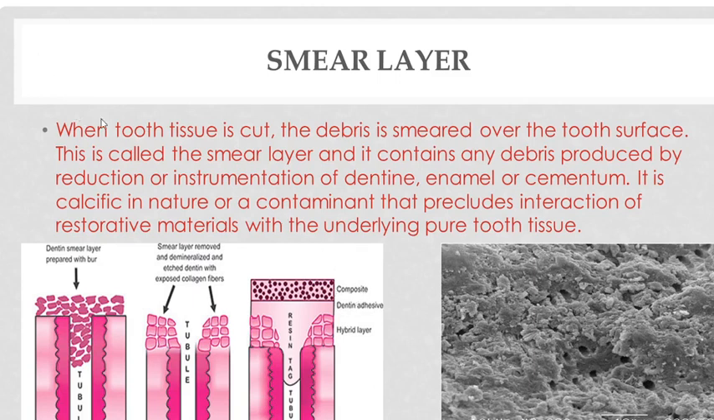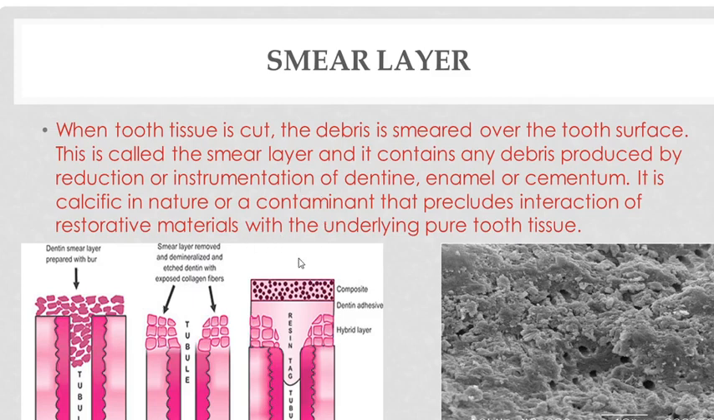So a smear layer: when a tooth tissue is cut using the burr, the debris is smeared over the tooth surface. This is called a smear layer, and it contains any debris produced by reduction or instrumentation of dentin, enamel, or cementum. It is calcific in nature and a contaminant that precludes interaction of restorative materials with the underlying pure tissue.